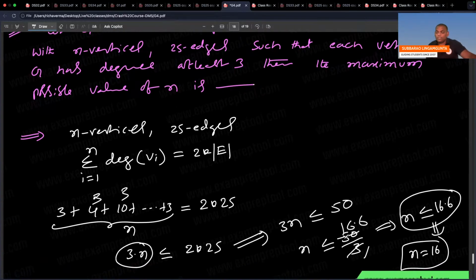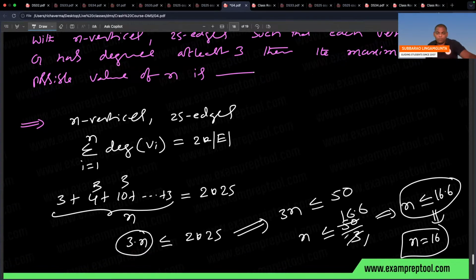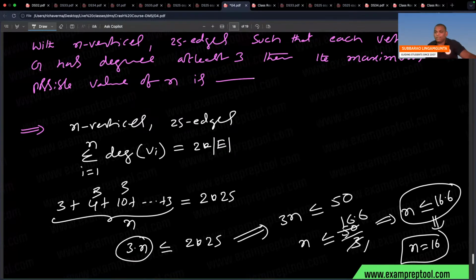Sum of degrees is 2E. But you don't know what the degrees are. You know very well, every vertex degree is either 3 or more. Let's take 3 everywhere. Then you will get less or maybe equal also, because at least 3, there may be a chance that 3 is also possible. Am I right? Fine. Any doubt there? Let me know.